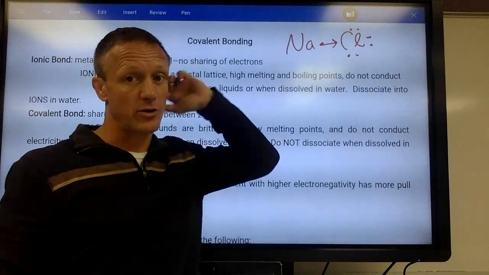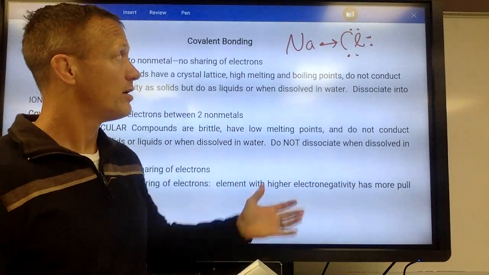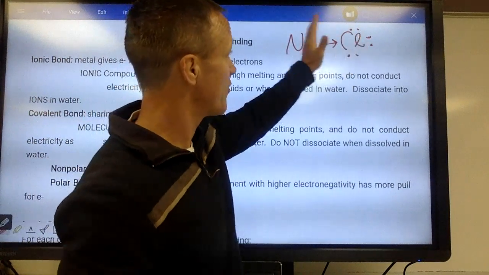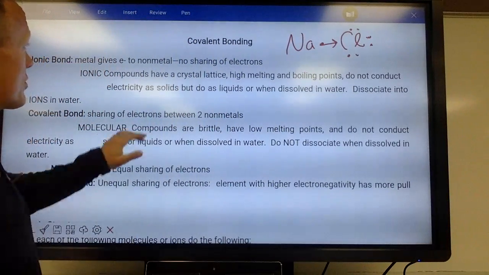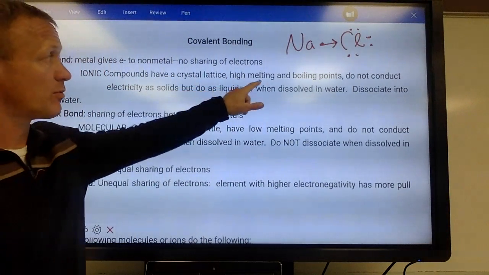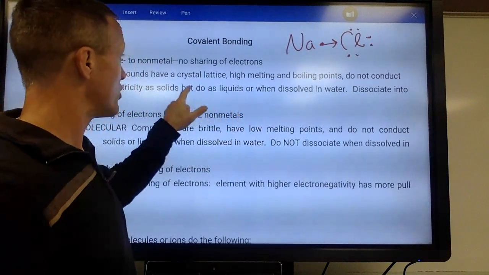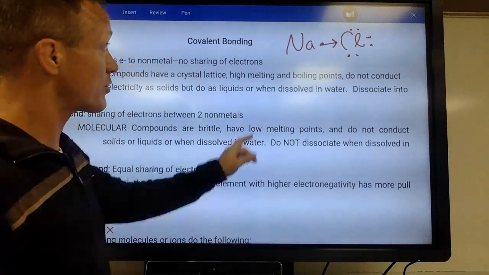Sodium is giving electrons, so it makes a very, very polar molecule, if you even want to call it that. Ionic compounds often have a very negative and a very positive end. Just some things about ionic compounds: high melting points, boiling points. They do not conduct electricity as solids, but they do as liquids and when dissolved in water. Remember, they dissociate into ions.